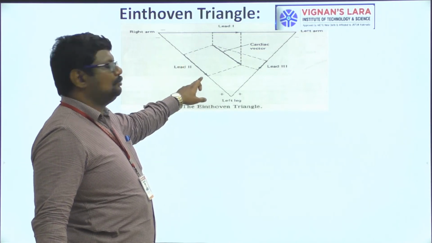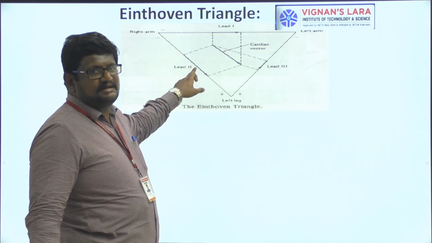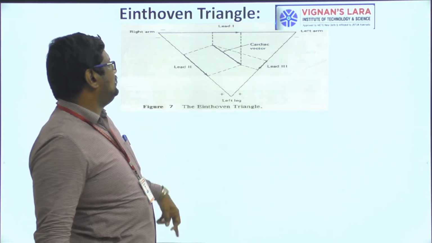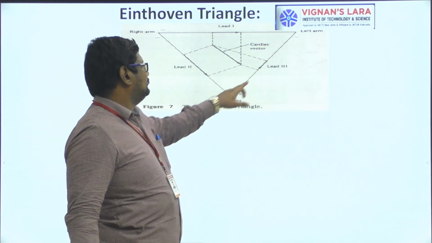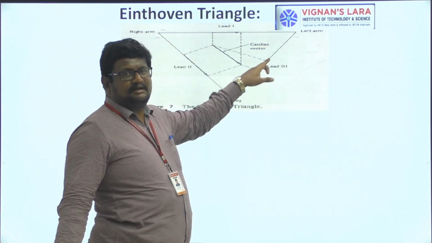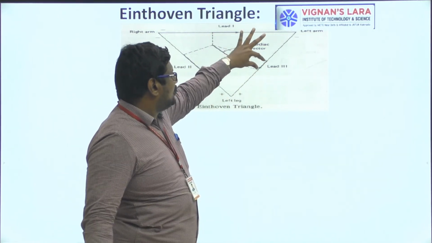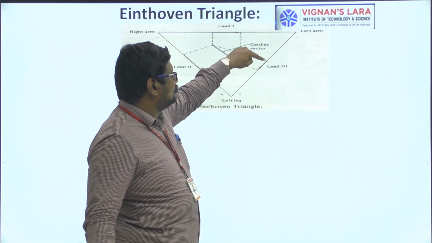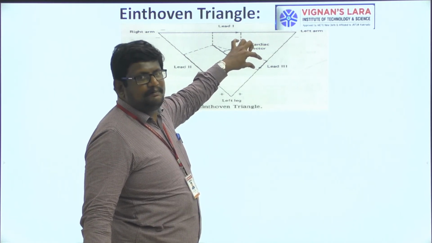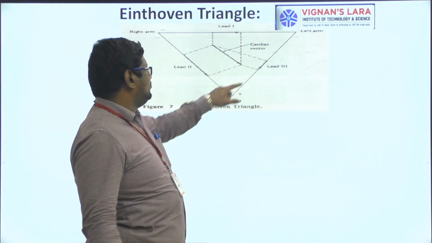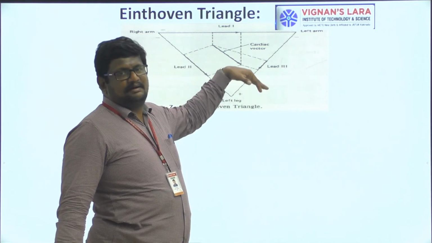The lead 2 is shown by a vector. Vector in the sense it has a direction and also value. Similarly, left arm and left leg, that is also shown by lead 3. That is also shown by a vector which has a value, shown like an arrow. So that means the length of the arrow depicts the voltage, whereas the direction, the angle shows the phase.